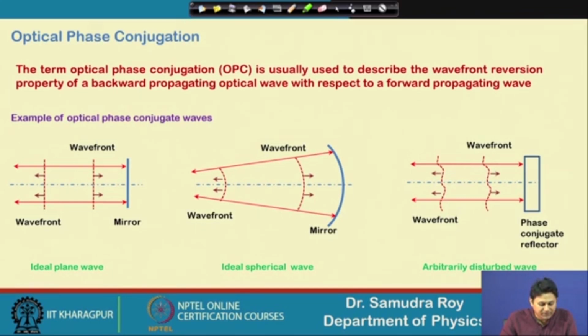There are three different examples shown in this particular slide. If you see, in one case we have a mirror, and the wavefront which is parallel to the mirror is propagating towards the mirror and reflected back. If there is no distortion in the mirror, the same wavefront will be reflected from this mirror, and this is an example of an ideal plane wave. This ideal plane wave which is reflected back from the mirror is nothing but the phase conjugated wave.